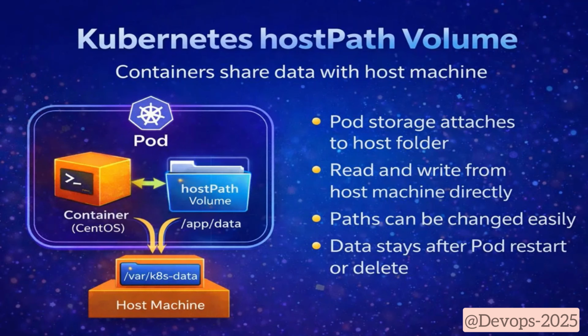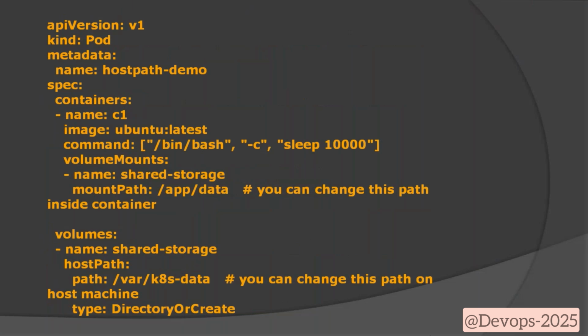Now I will create one pod and connect it to a folder on the host machine. This folder can be anything you want. For demo purposes, I am using /var/k8s-data on the host machine and /app/data inside the container. Okay. You can change these paths as per your setup or requirement. So the same YAML file can be used for the live demo now.